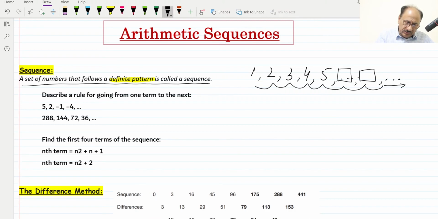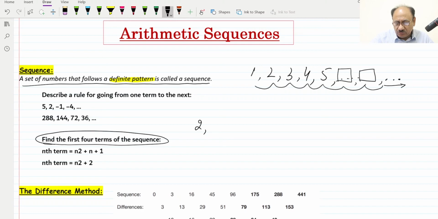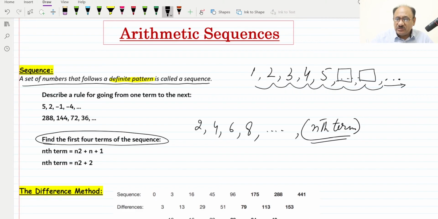Now this one asks us to find the first four terms. In some questions we have the nth term. What is the nth term? For example, if we have the sequence 2, 4, 6, 8, and so on, and there is an nth term, the nth term is a general rule by which we can write any term of the sequence.